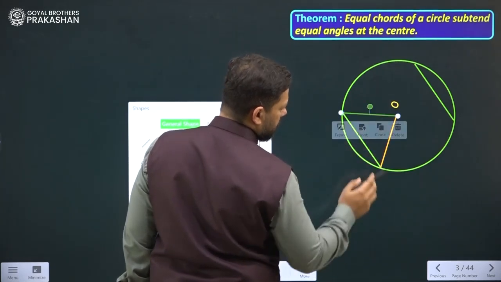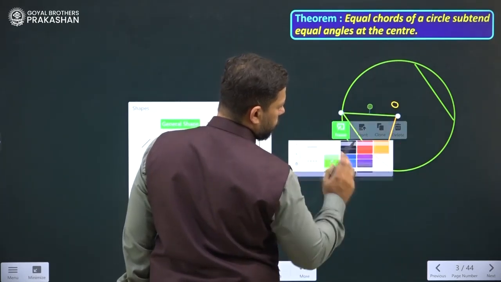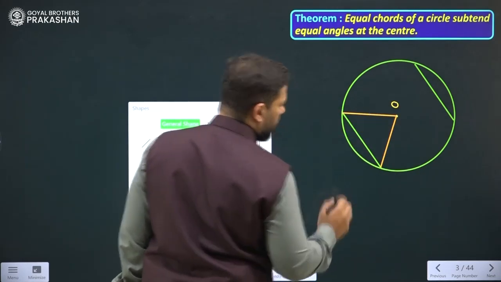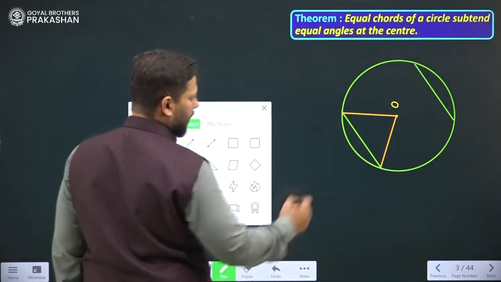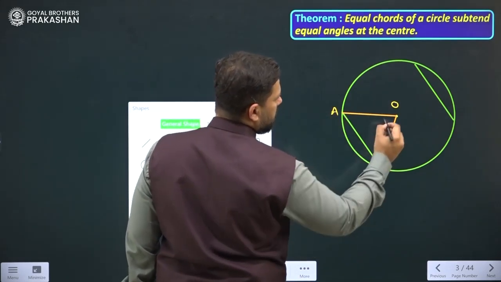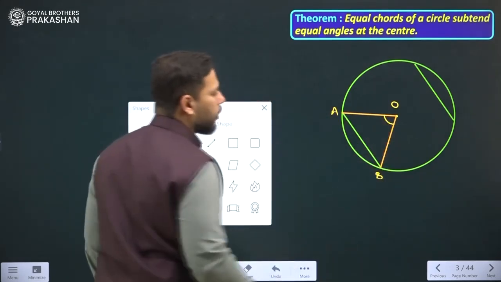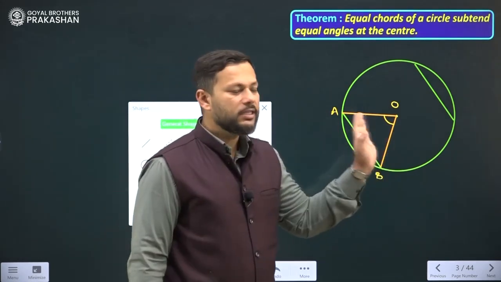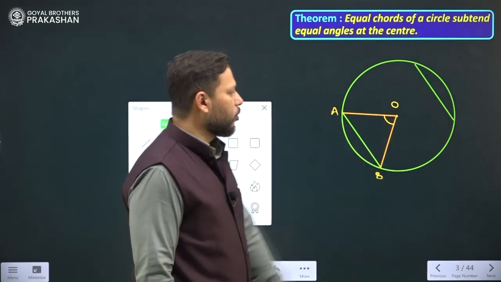Let us change its color to make it better visible. So this is the chord. Let us name that chord. This is the chord AB. And this is the angle subtended by the chord AB at the center, that is angle AOB.